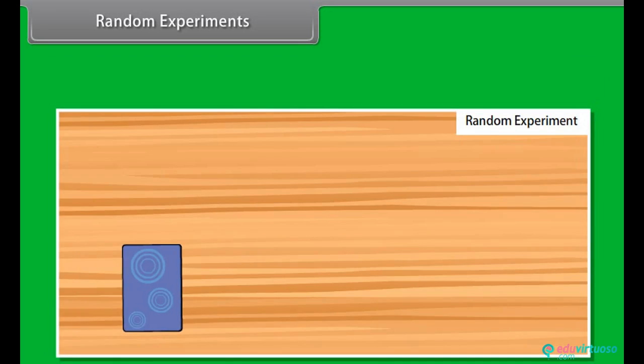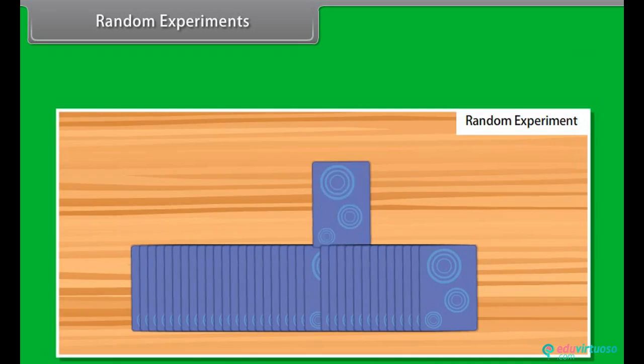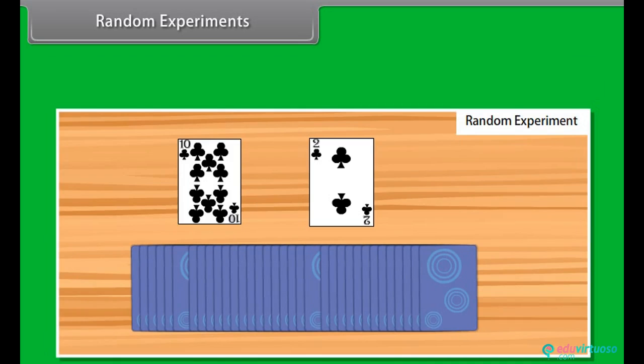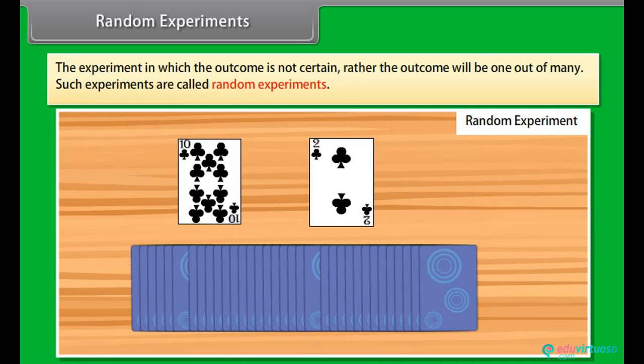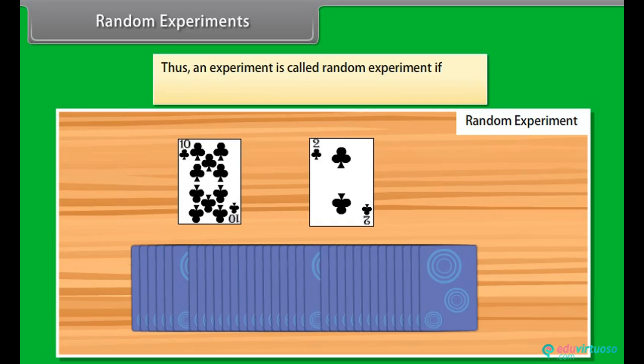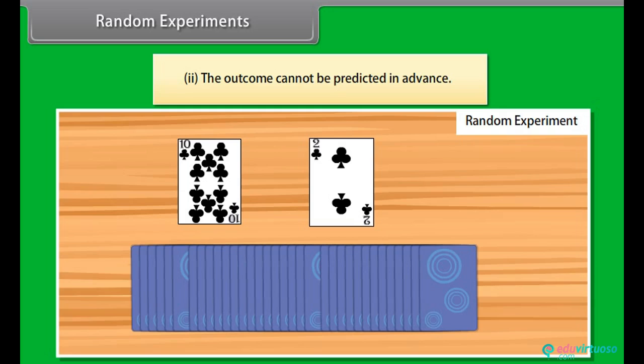But we also perform experiments like drawing a card from a well-shuffled pack of playing cards, where the outcome is not certain. Rather, the outcome will be one out of many. Such experiments are called random experiments. Thus, an experiment is called a random experiment if 1. it has more than one possible outcome, and 2. the outcome cannot be predicted in advance.